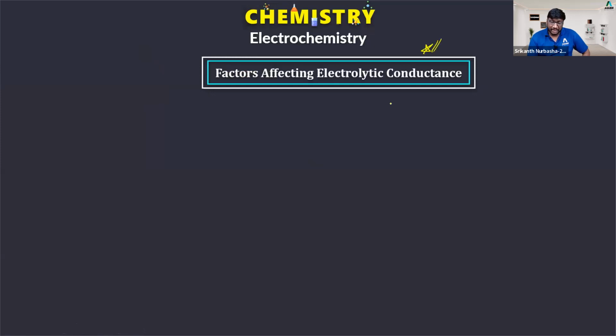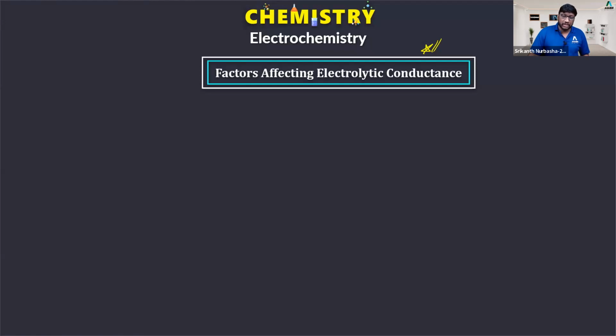Then factors affecting the electrolytic conductance. What are the different factors which can affect the electrolytic conductance? There are a few factors like polarity of the solvent, temperature, viscosity of the medium, hydration, as well as interionic attraction. If attraction between one ion and other ion is great, what happens to conductance? It decreases, because interionic attraction increases means the movement of ions decreases, so conductance decreases.